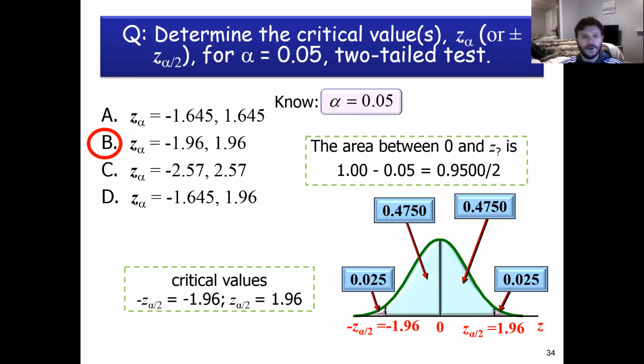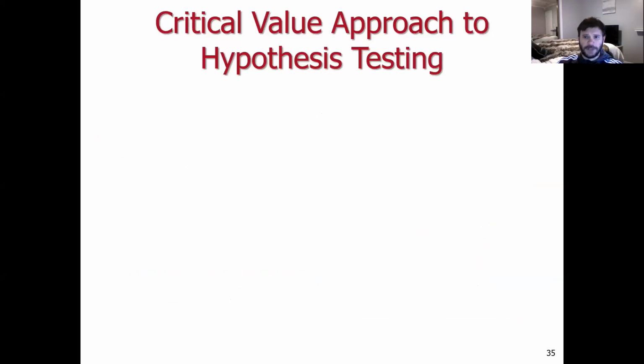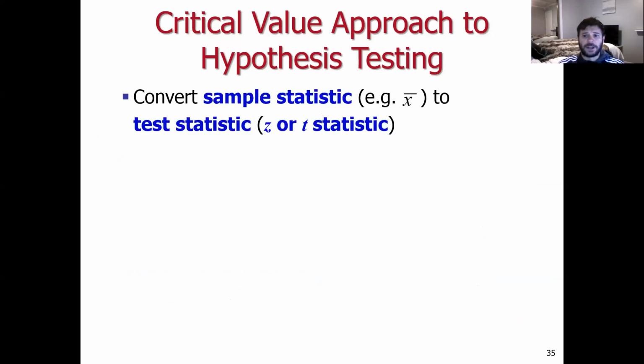So the critical value is what's going to define the threshold for our test of how far enough away we would need to observe a sample mean to say that our assumption about the population mean is probably not reasonable under the null hypothesis, and we can go ahead and reject that in favor of the alternative. So again, with the critical value approach, let's summarize the logic here. We're going to convert our sample statistic to a test statistic, which means we're going to take our sample mean and convert it to a z-score or a t-statistic. We'll get to that in the next segment.